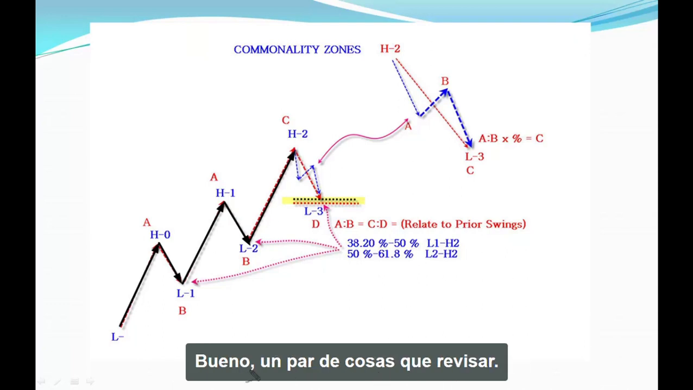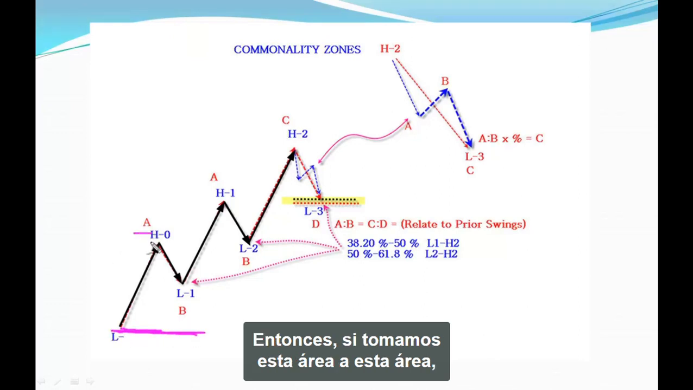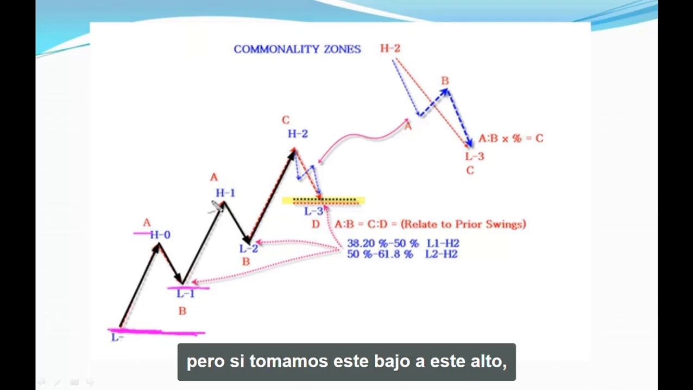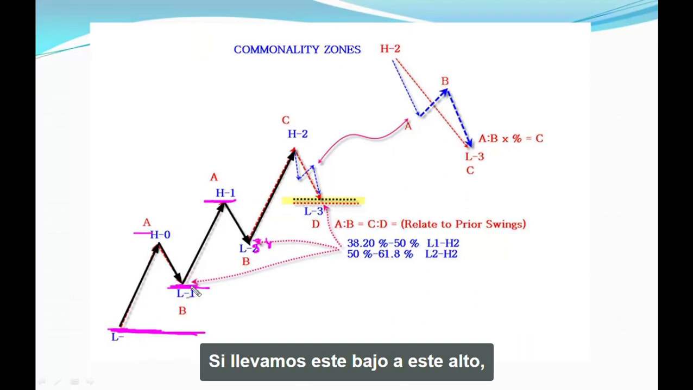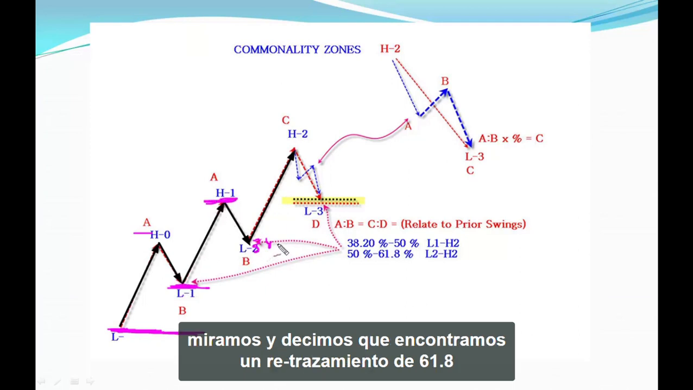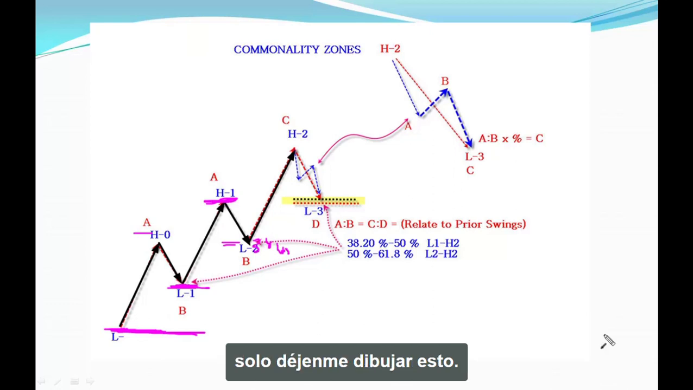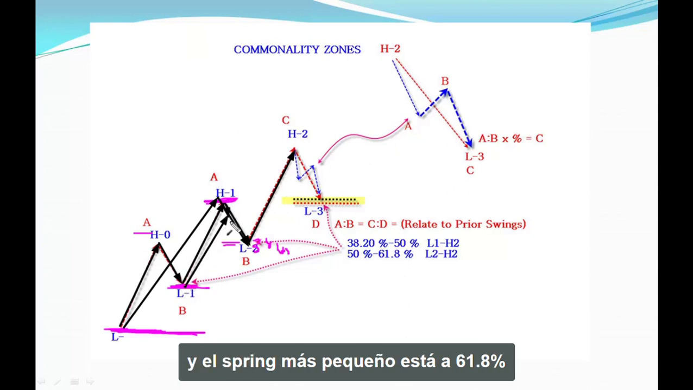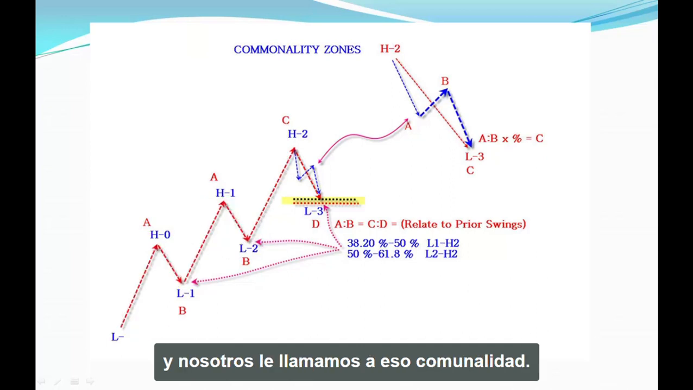Well, a couple of things we look at. Let's just say we're starting with this area here. So if we take this area to this area, we look and we find a retracement, that's fine. But if we take this low to this high, we look at, say, a 38% retracement. If we take this low to this high, we look at it and say we find a 61.8% retracement. And what that does is give us two levels of commonality, because the larger swing is a 38%, and the smaller swing is a 61.8%. And they both land right in this general area, and we call that commonality.